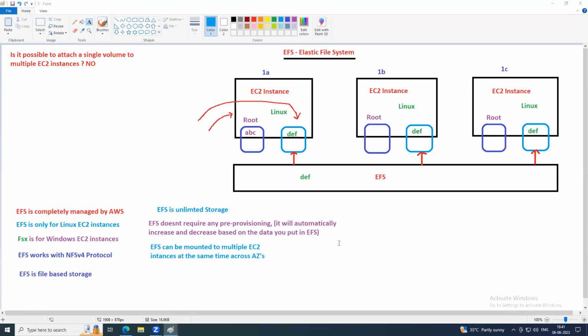Is this clear on EFS, everyone? All okay? Okay, nice. You need to pay for what you use.